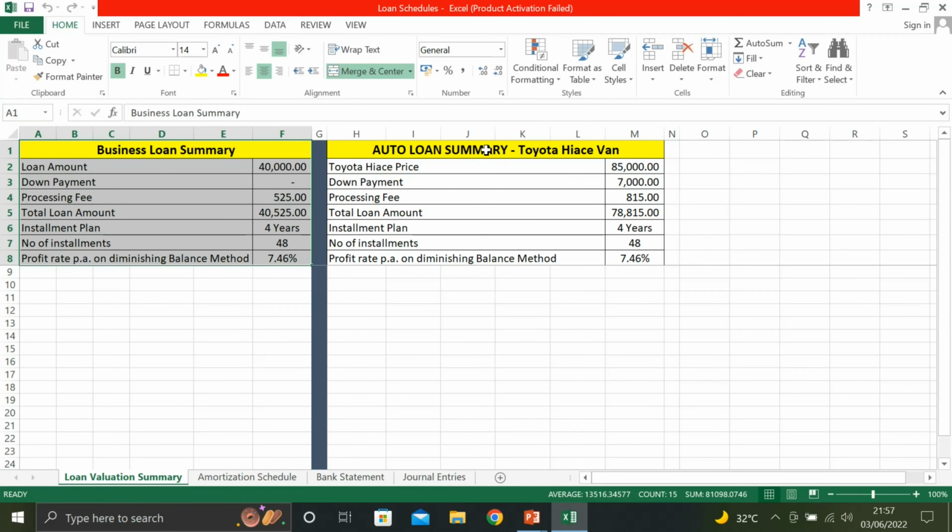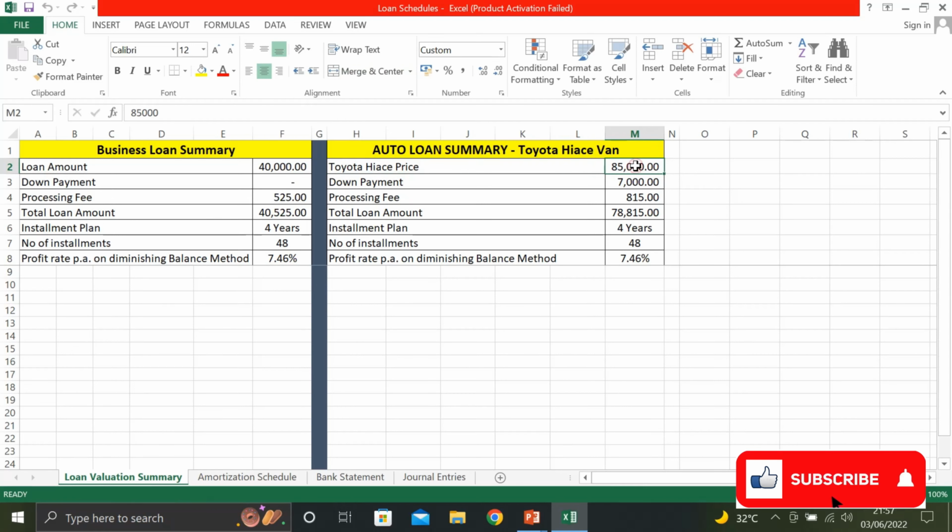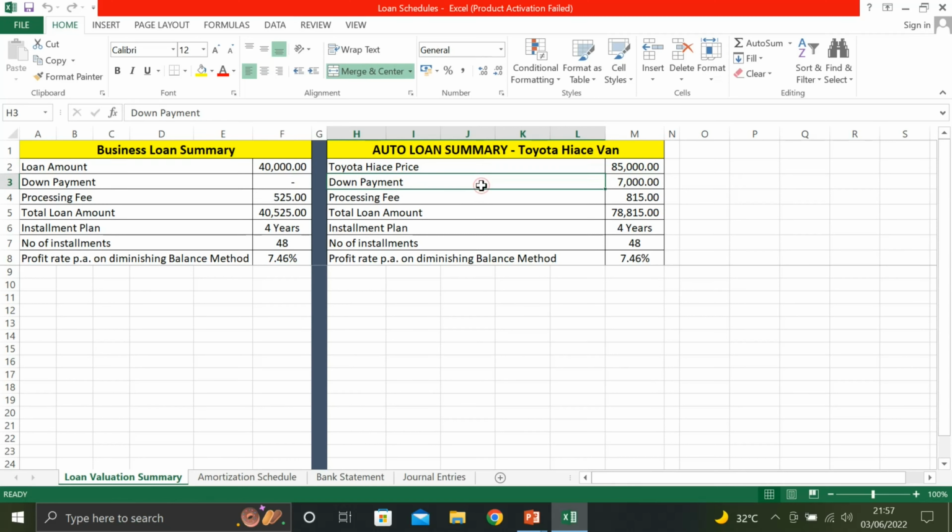And for the auto loan summary, we have acquired a Toyota Hiace. Its invoice price value is 85,000, and the down payment we made to acquire this van is 7,000, and the processing fees are 815, and the total loan amount will be this. How do we get this? Invoice value plus the processing fees minus the down payment we made.